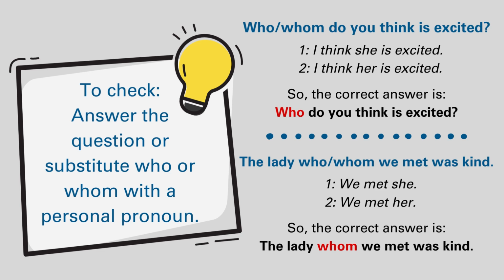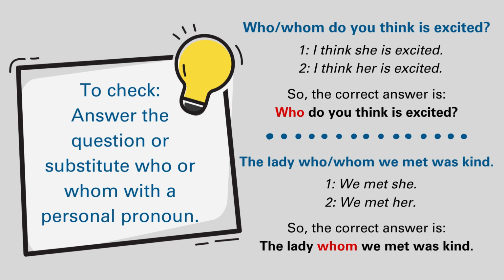First one, is it who or whom do you think is excited? Since this is a question, let's try to answer it using a personal pronoun, one with a subjective and the other with an objective pronoun. Okay, so option 1 is, I think she is excited. Option 2 is, I think her is excited. Which one is correct? You're right. Option 1 makes more sense. And since she is a subjective pronoun, we use who in the sentence. Therefore, the correct answer is, who do you think is excited?